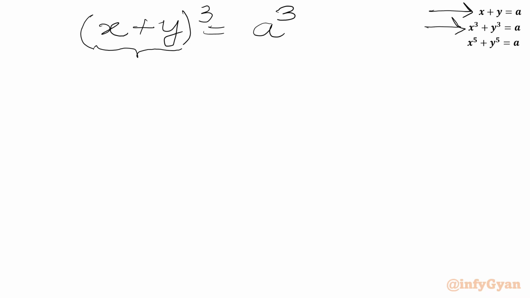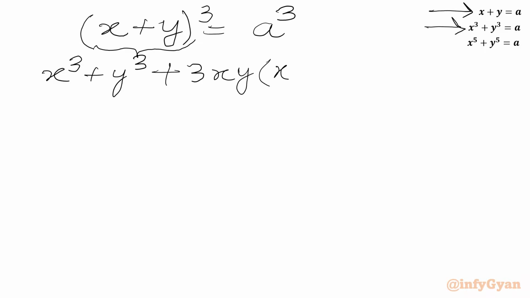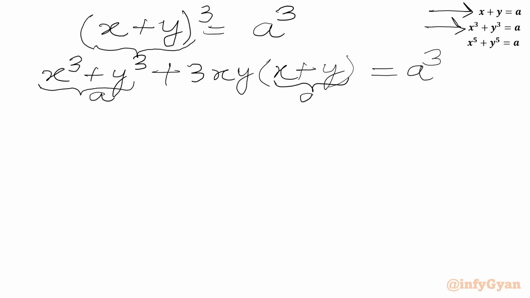We will apply a plus b whole cube identity here and write x cube plus y cube plus 3 times xy times x plus y equal to a cube. Now x cube plus y cube is already a, so we will write here a. x plus y is also a. xy is our substitution u, so we can write a plus 3au equal to a cube.